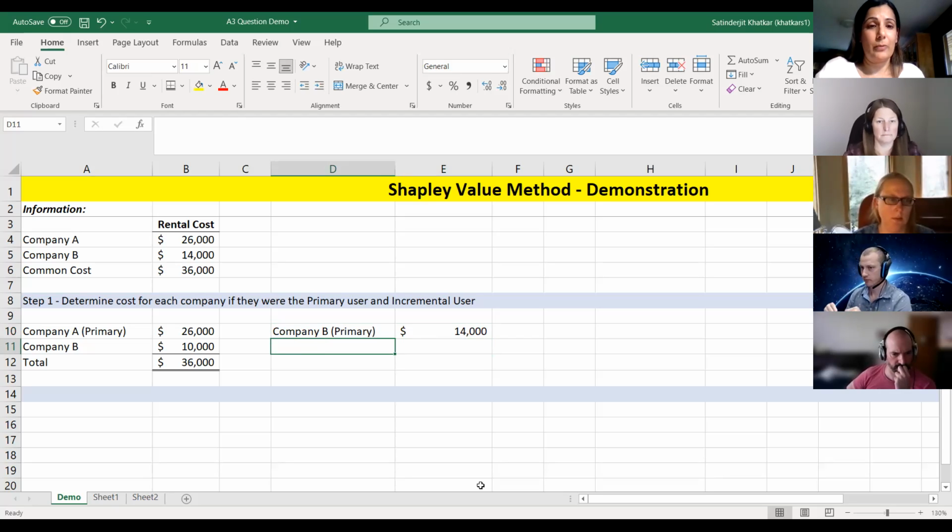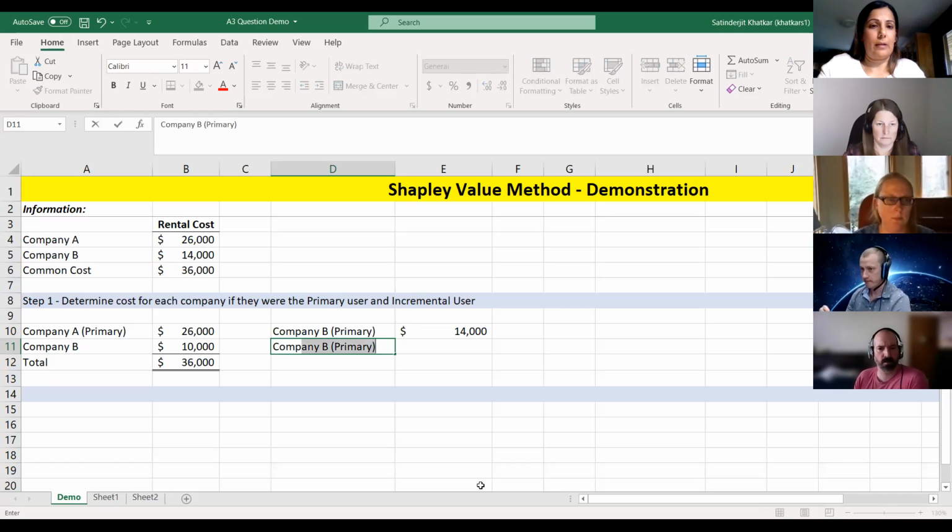So does anyone want to jump in what the next part would be, the next step? So if company B is going to pay 14,000, what would company A pay in this case? They would pay the remainder of 22,000. Yeah, they would pay the remainder as 22,000.